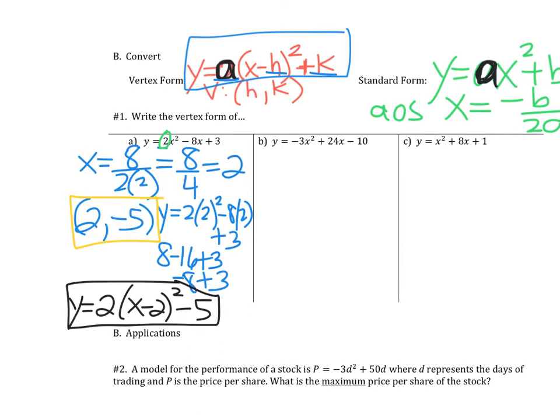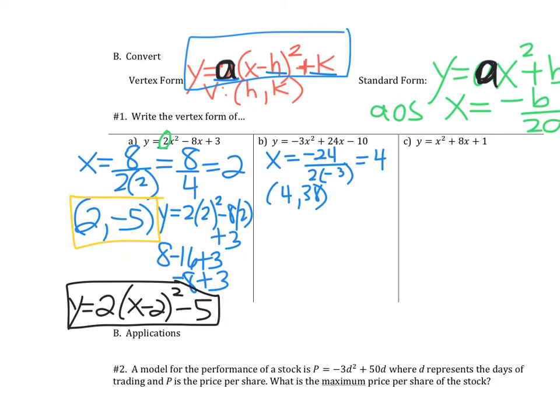All right, let's try B now. Same thing. We're going to do exactly the same thing. Start by finding h and k. So x is negative 24 over 2 times negative 3. So I get negative 24 over negative 6, which is positive 4. Now if you need to use your calculator, that's fine. You have your calculator out. Go negative 3 times 4 squared plus 24 times 4 minus 10. These are a little bit bigger numbers. Whoa, you get 38.